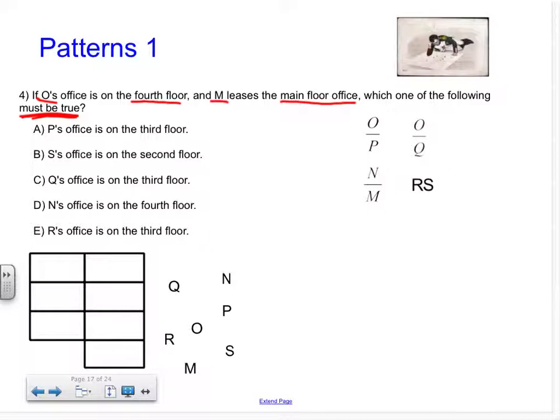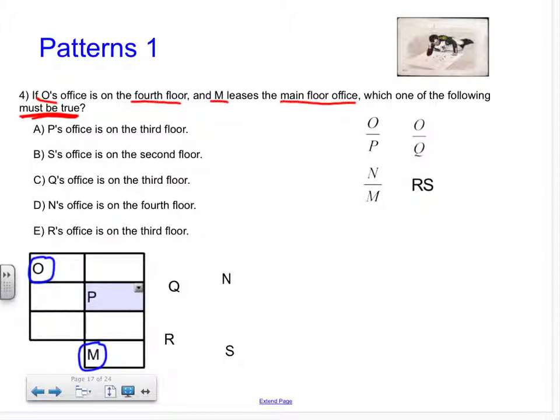Alright, so we know that O is constrained to the 4th floor and M is constrained to the main floor. So just for good practice, I like to put a box around it so I'm not tempted to move it. It just serves as a reminder. Which one of the following must be true? P's office is on the 3rd floor. Well, let's try it.